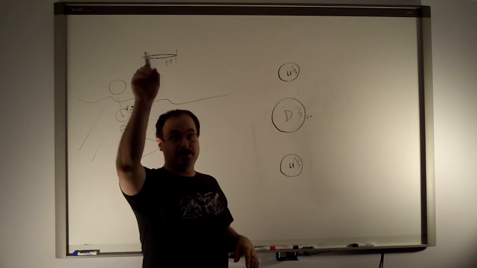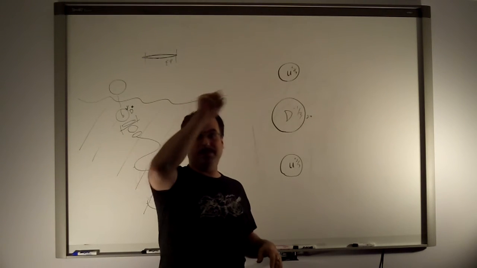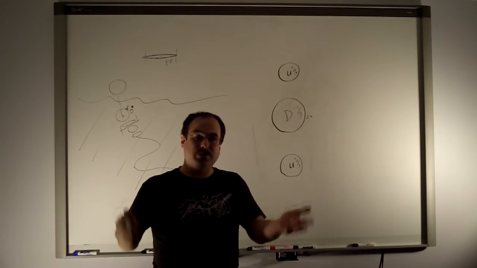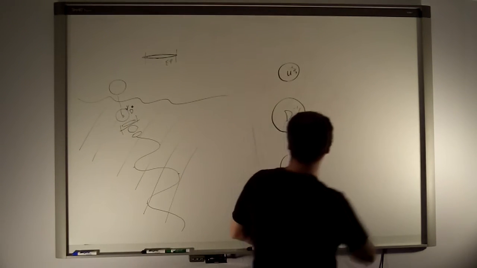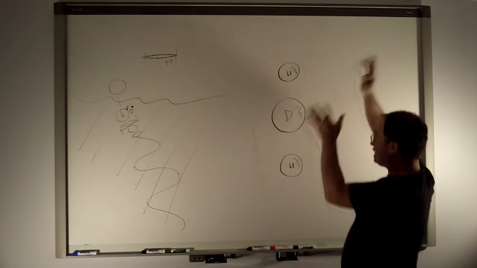So your triangular up, up, down is incorrect. That's only in particle colliders. In a natural state, they do this. They're just nice and lined up like this.